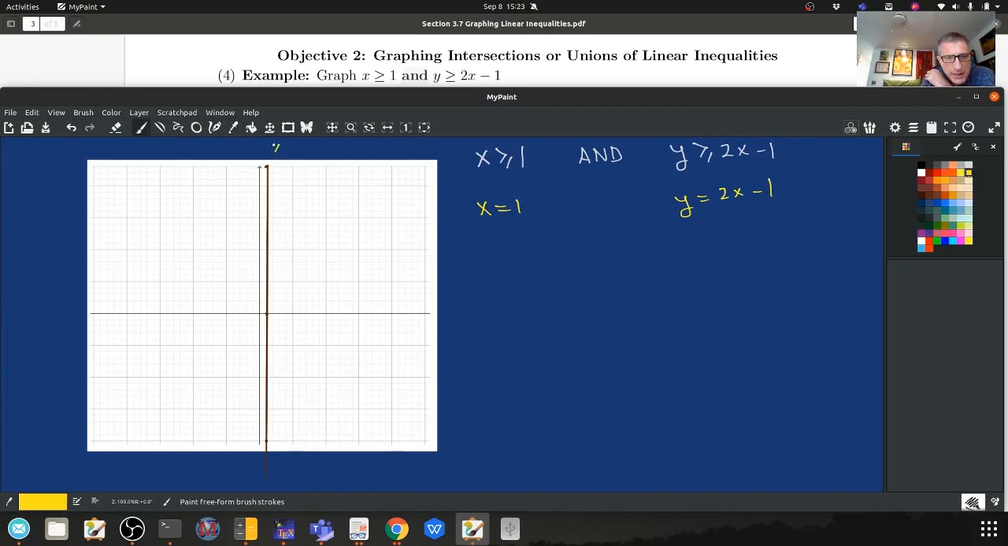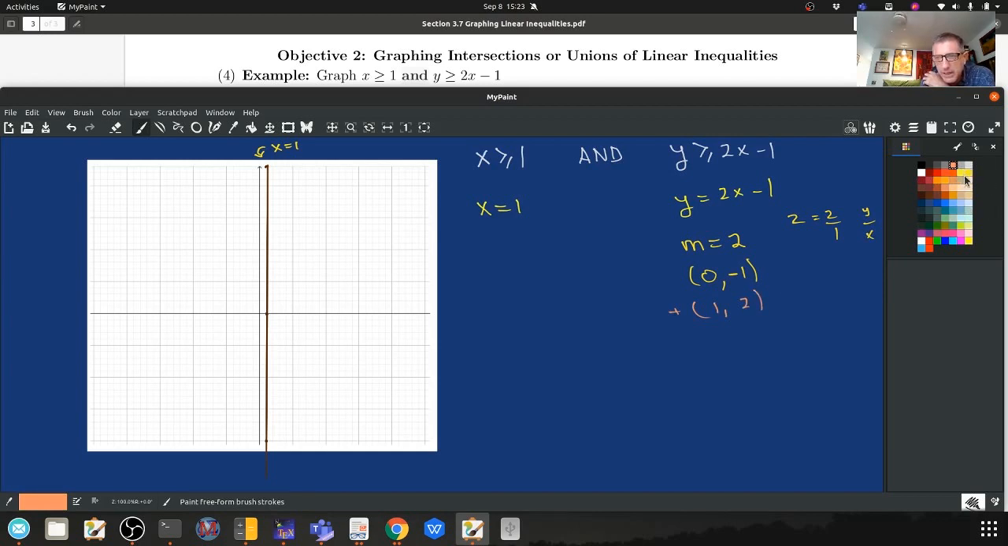This is x equal to 1, this line right here. So now let's draw the line y is equal to 2x minus 1. So my slope m is 2. One obvious point is (0, -1). My slope is 2, and 2 is equal to 2 over 1, and that's a y value over an x value. So my adder point is (1, 2).